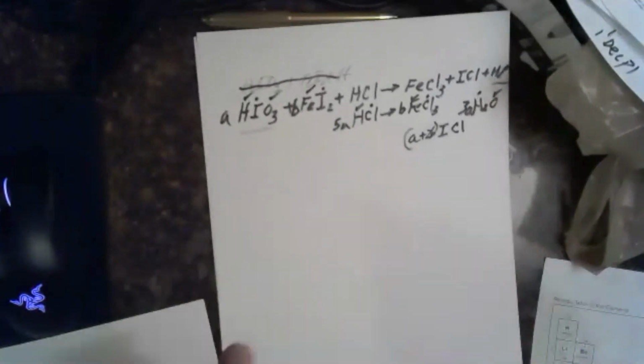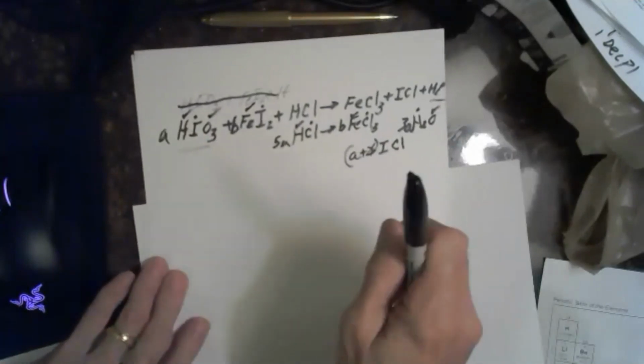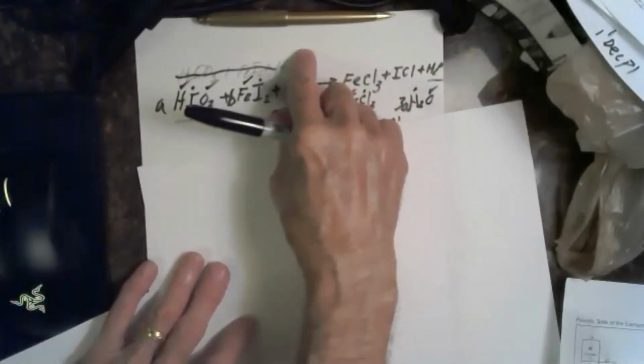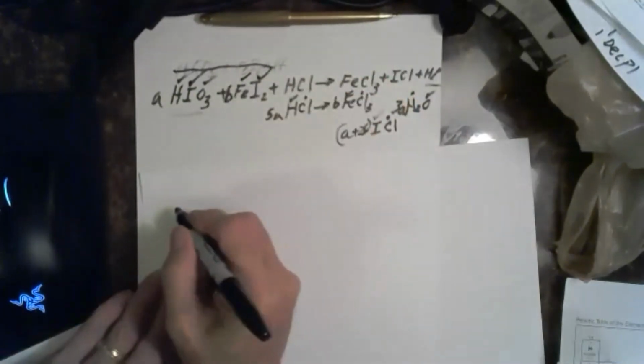So I'll set this over here where I can see it, and let's copy everything to make it look a little bit better. Okay, so let's see what we've got. I guess what we did was we balanced iodine, and I should put a dot over chlorine again. We balanced iodine. Now, here's what I'm going to say.